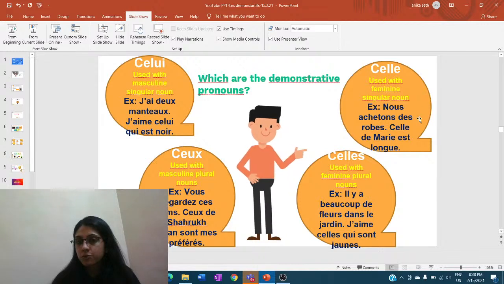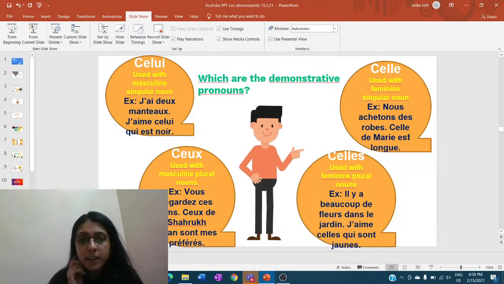We are buying some dresses. The one of Marie is long. Celle de Marie est longue. Right? So, how do we identify the demonstrative pronoun? Place the noun in the sentence, then see what exactly you are replacing.